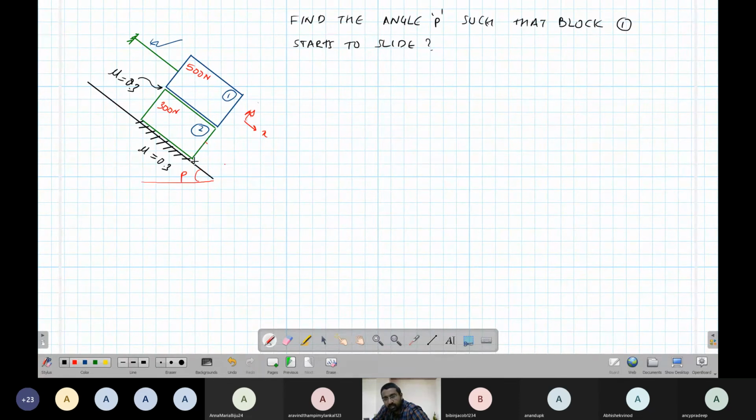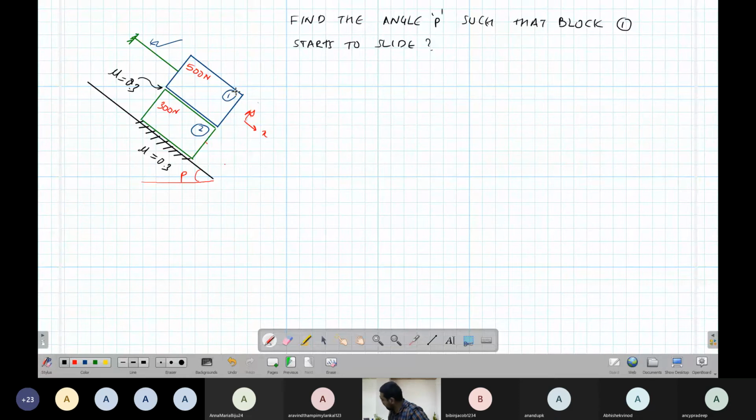Okay, so what is being asked is the angle at which this will start to slide. Why does it slide? Because there is weight, and the weight acts vertically. It will have a component in this direction. Okay, so those weights are what is driving it.